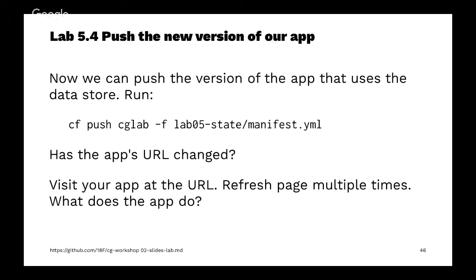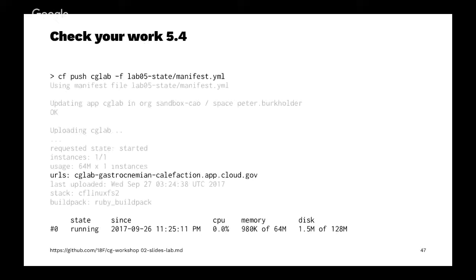At this point, you can push the new version of your application. It's the same as the other CF pushes we've done before, only you're pointing to a newer version of the application. Something to ask yourself after you do that, has the URL changed for this application or has it remained the same? At that point, you can visit the app at the URL that's echoed back at the random route and take a look at what it does.